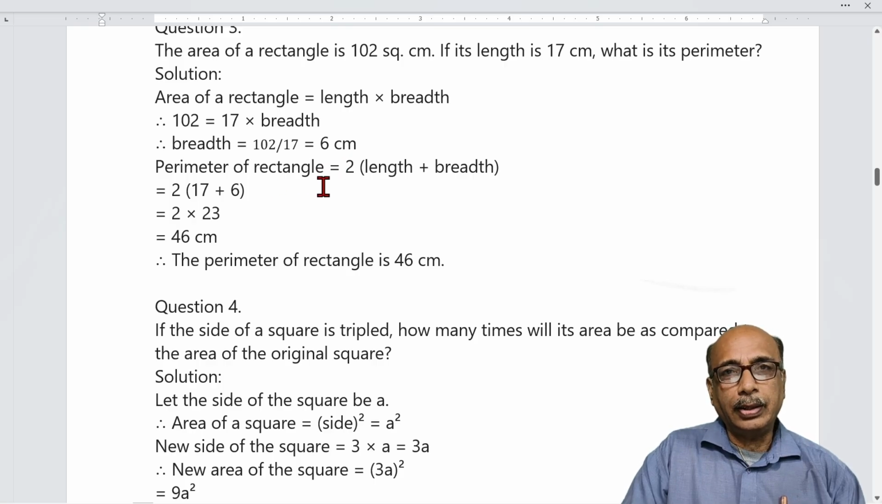Perimeter of rectangle, you know, is twice length plus breadth. So 2 in bracket 17 plus 6 equals 2 into 23 equals 46 centimeter. Therefore, the perimeter of the rectangle is 46 centimeter.